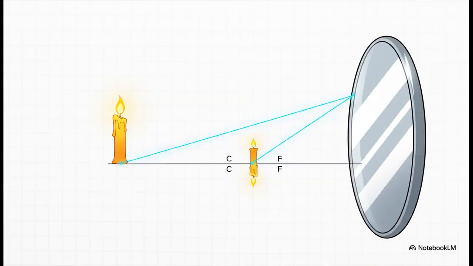So check this out. Here's what happens with a concave mirror. See this ray diagram? We've placed an object beyond C, the center of curvature. Now watch how the rays travel, and there, it forms an image. Notice two things. The image is real, which means you could actually project it onto a screen. And it's inverted. Yep, it's upside down.